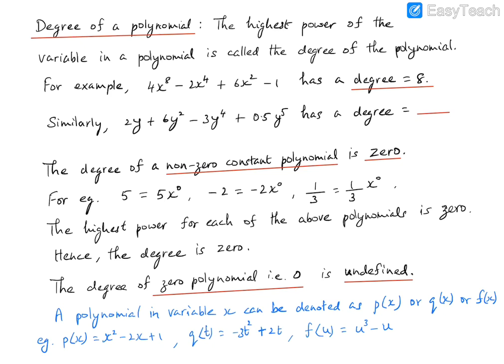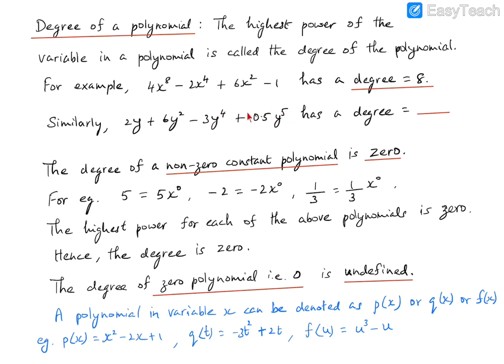So similarly, if we look at this example here, so we have 2y plus 6y^2 minus 3y^4 plus 0.5y^5. So what is the degree of this particular polynomial? The degree, as we defined, is the highest power of the variable. So the highest power here is the number 5. So we have power 1 for this. 2y is 2y^1, 6y^2 is y^2, y^4, and we have y^5 here.